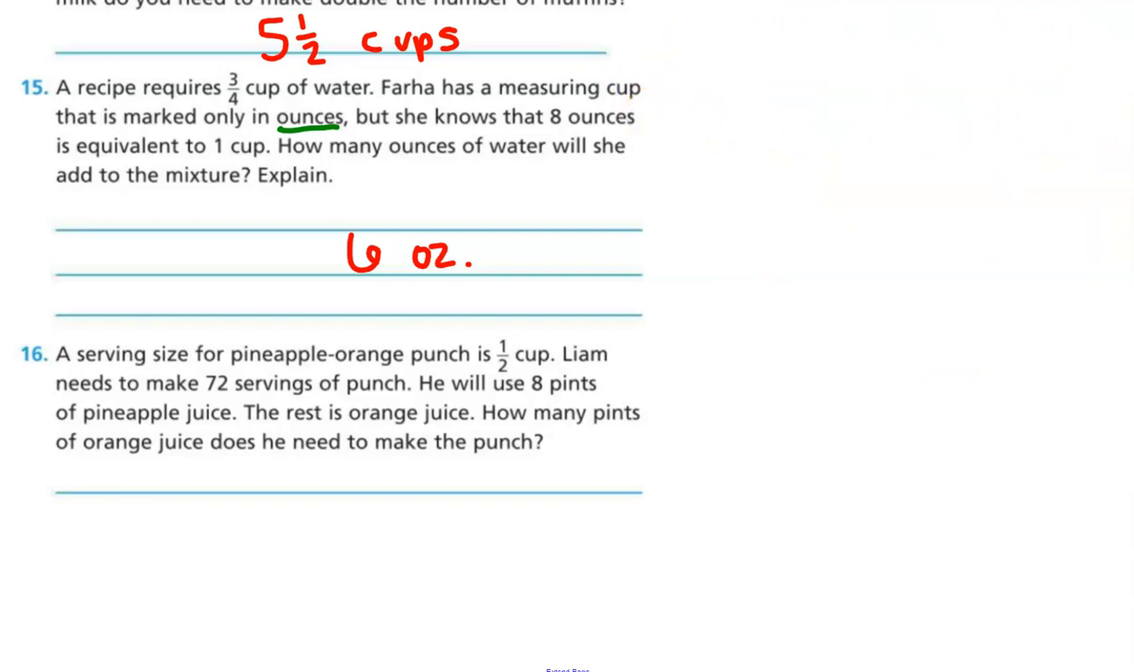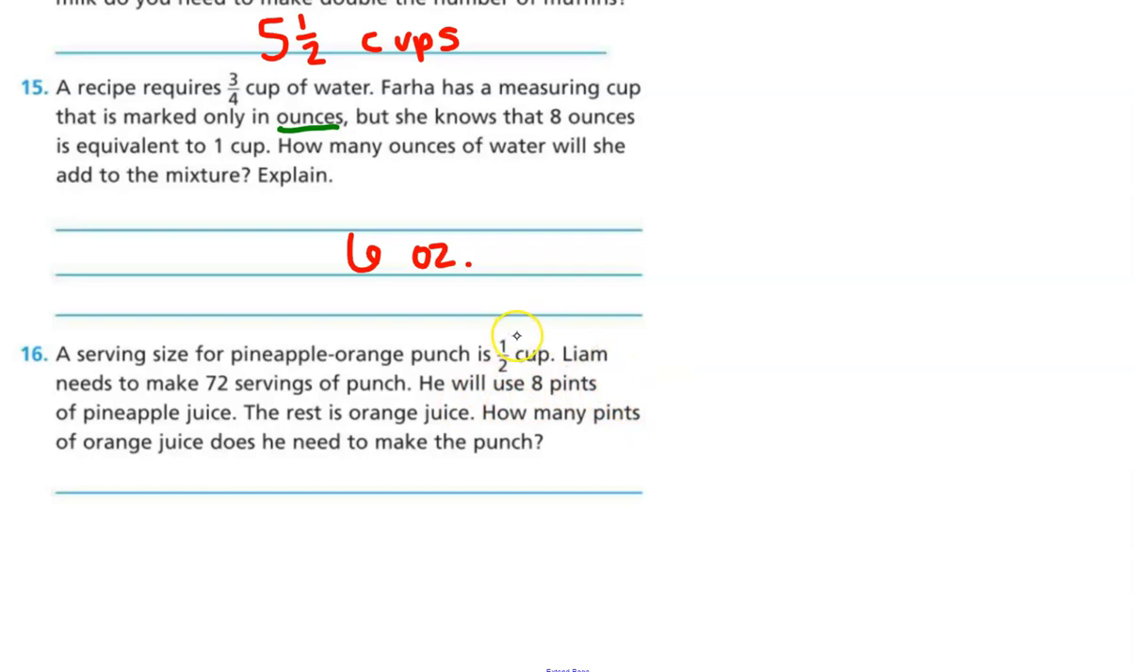It says a serving size for a pineapple orange punch is 1/2 cup. Liam needs to make 72 servings of punch. Oh, I erased part of our work. Okay. And then it says he will use 8 pints of pineapple juice. The rest is orange juice. How many pints of orange juice does he need to make the punch?